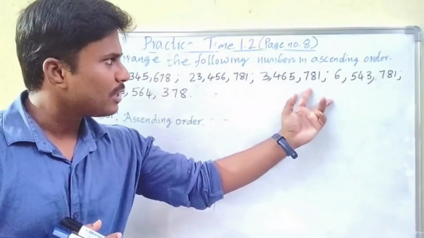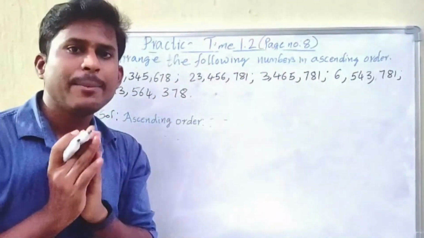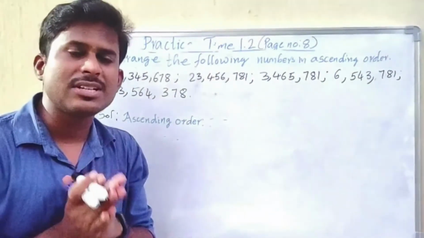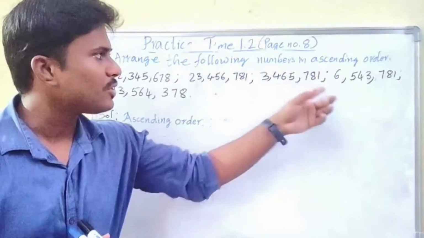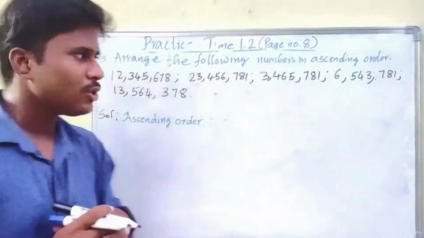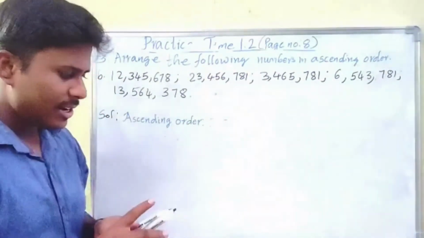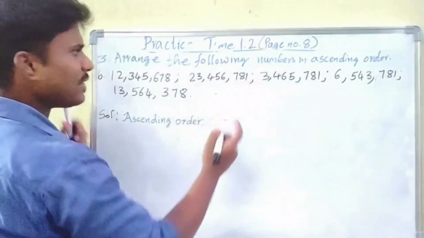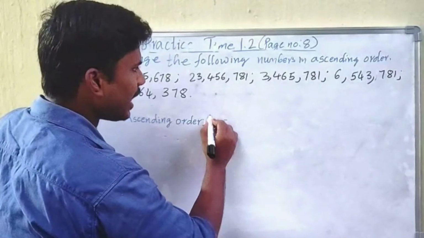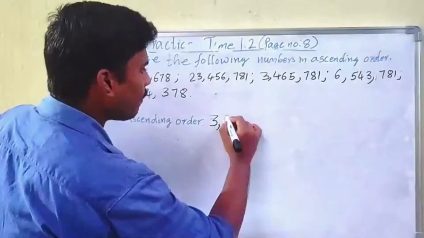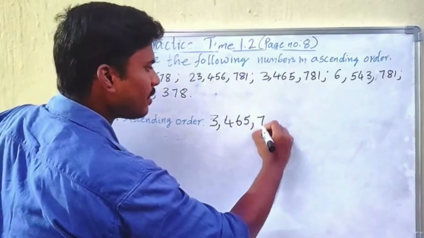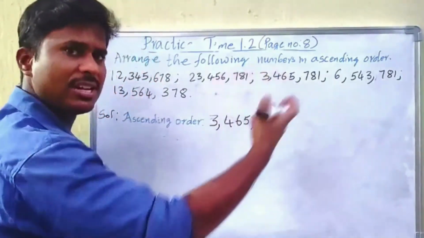So out of these two numbers, which number has less place value, meaning in that millions place, which digit is less, 3 or 6? 3. So this will be the smaller number. So let us write in ascending order, smaller number to bigger number. This will be our smaller number, 3,465,781. So next number will be what?